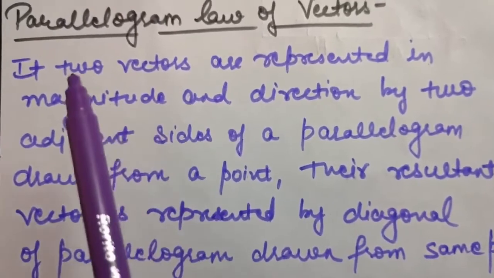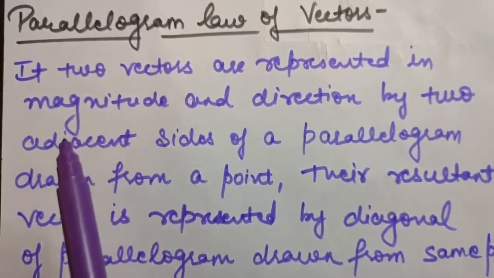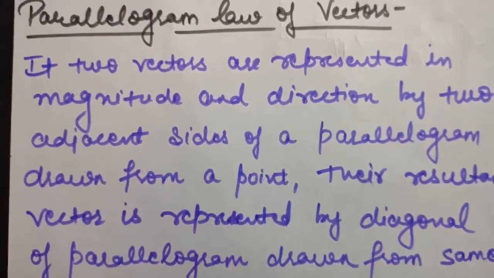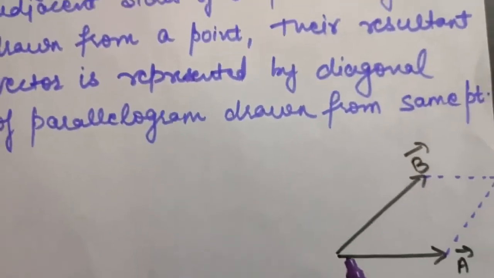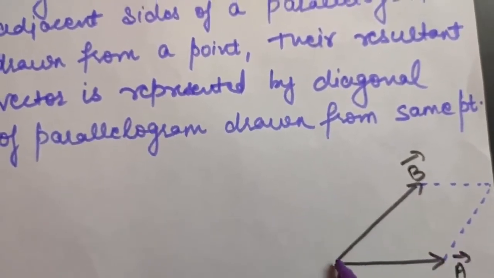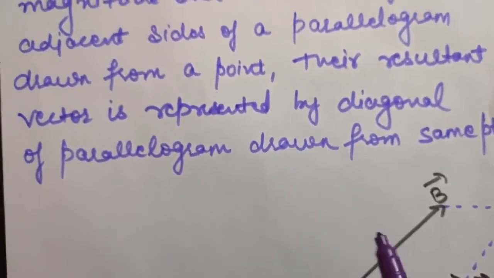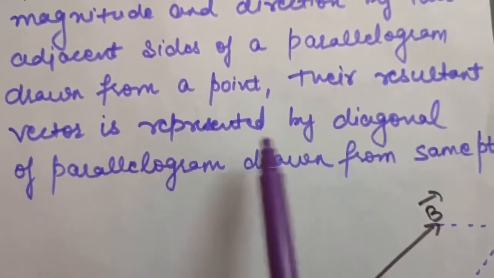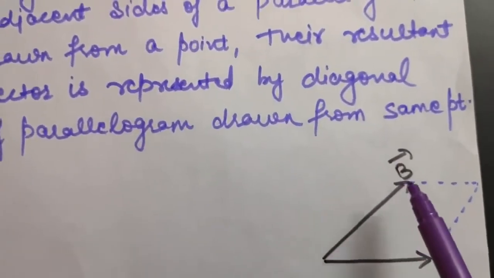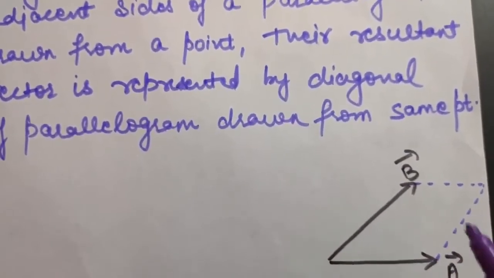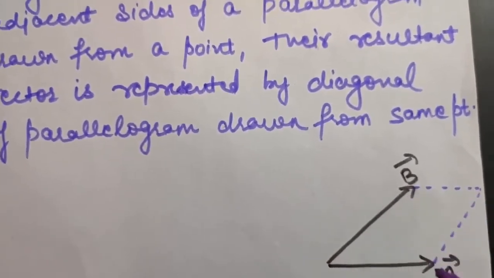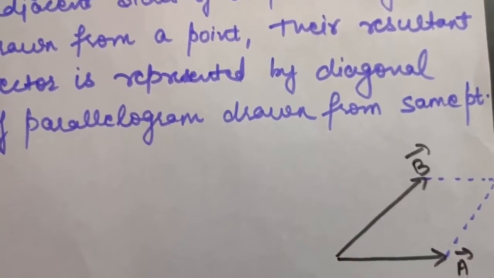That is, if I take two vectors and represent them by two adjacent sides of a parallelogram which are drawn from the same point, then, for example, look here. I have taken A and B to be two vectors which are nothing but adjacent sides of a parallelogram, and they are drawn from the same point, this. Okay. So now, according to the parallelogram law, the resultant of A and B will be represented by the diagonal of the parallelogram drawn from the same point. If I complete this parallelogram, this will become a parallelogram. So now this diagonal will give you the resultant of A and B. So this is your parallelogram law of vectors.